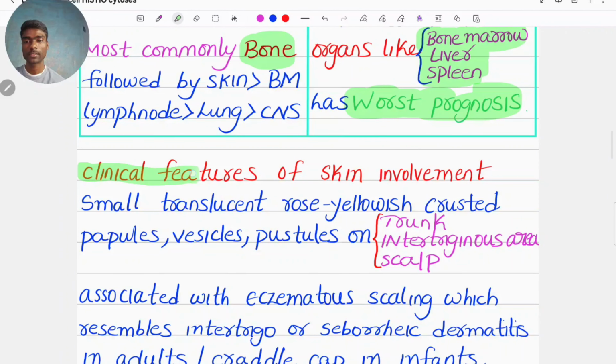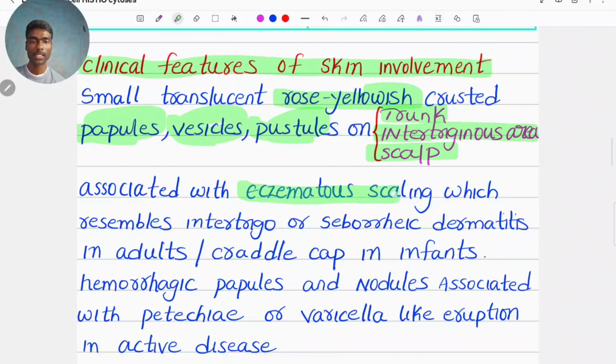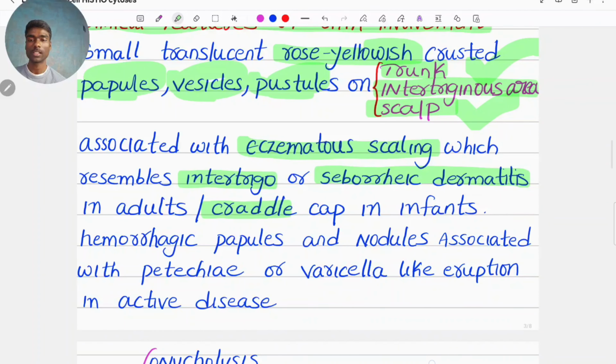Coming to clinical features, if skin gets involved: small translucent, rose-yellowish crusted papules, vesicles, pustules on the trunk, intertriginous areas and scalp, associated with eczematous scaling which resembles intertrigo or seborrheic dermatitis in adults, cradle cap in infants. It affects the scalp, so it may resemble seborrheic dermatitis in adults and cradle cap in infants. It affects intertriginous areas, so it may resemble intertrigo. It affects seborrheic areas, so it may also resemble Darier disease. It comes under differential diagnosis.